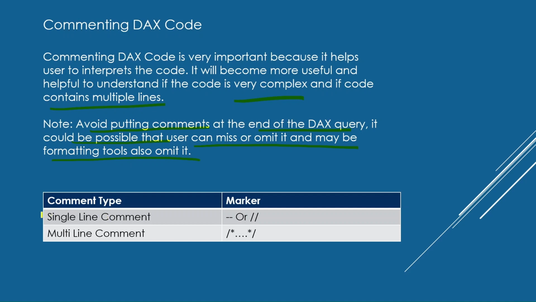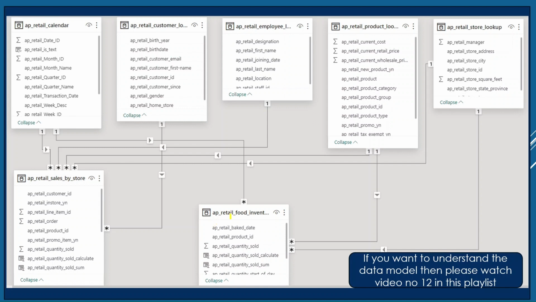There are two comment types: one is a single line comment, another is a multi-line comment. This is the syntax to make a single line comment, and this is the syntax to make a multi-line comment. I will show you in a practical exercise how we can put single line or multi-line comments. This is the data model I am going to use in this exercise. If you want to understand the data model, please watch video number 12 in this playlist.